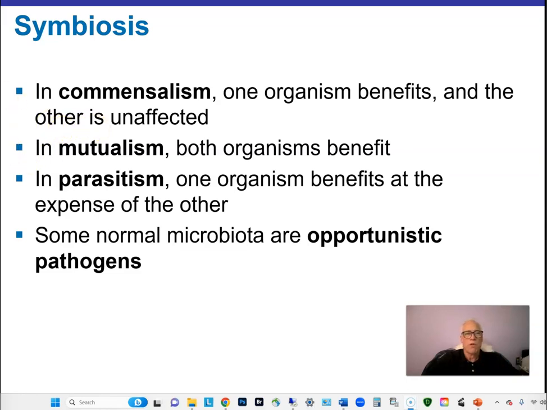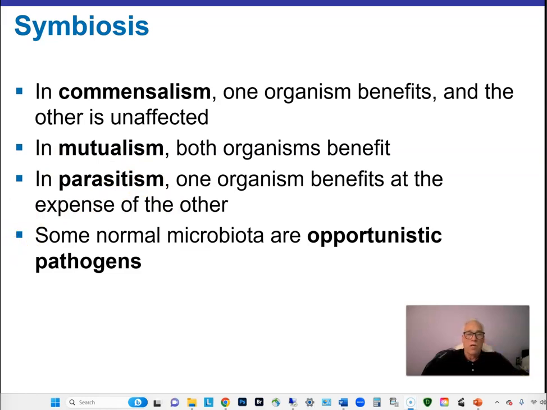Mutualism is that wonderful rainbow situation, butterflies and zebras, as Jimi Hendrix once said, both organisms benefit. Everybody's happy. Everybody gets something. Parasitism is a situation where one organism benefits at the expense of the other. The other one gets a detrimental experience out of the deal.